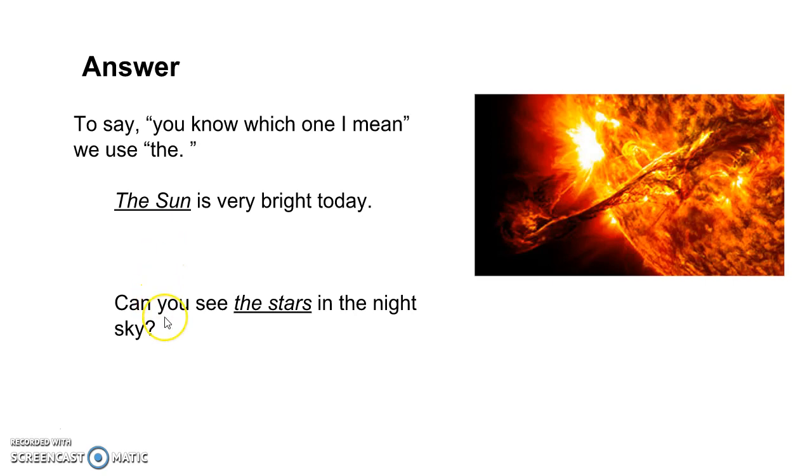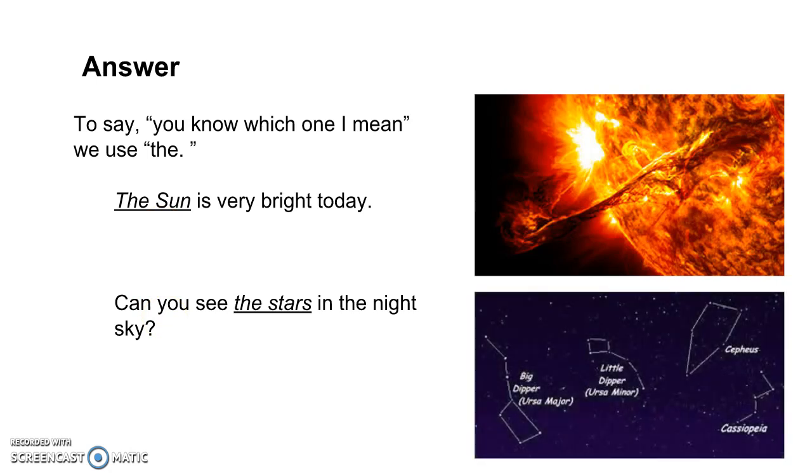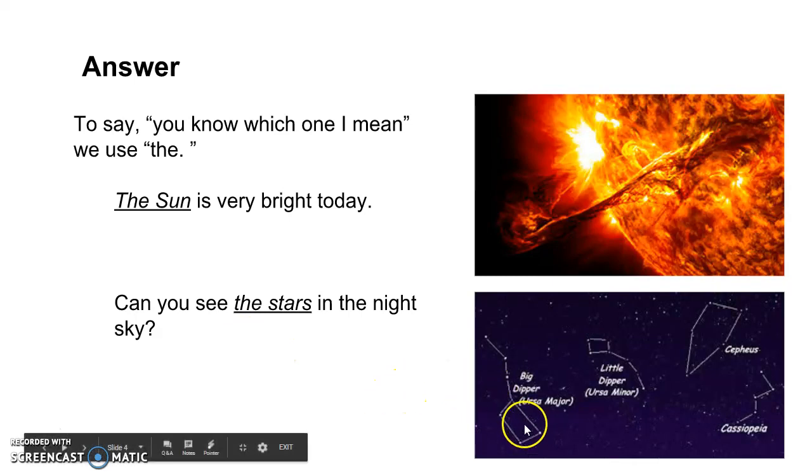Now, let's look at the second one. You can see the stars in the night sky. Here, once again, we know which stars are being referred to. It's not like there are other stars somewhere else that could possibly not be the ones being referred to. Here, the stars refer to all the stars that can be seen by everyone at any one time at night. So here, definitely, the stars pass the "you know which one I mean" test, and therefore we use the. Let's keep on going.